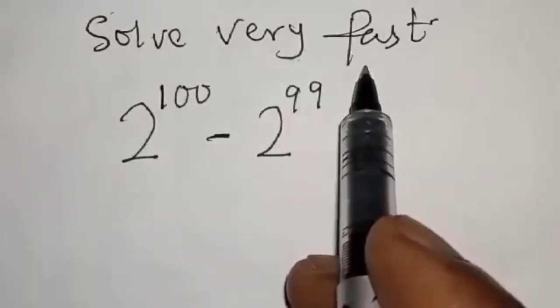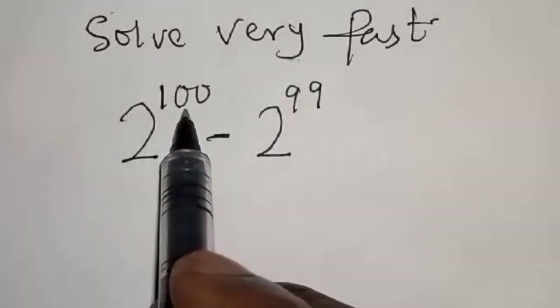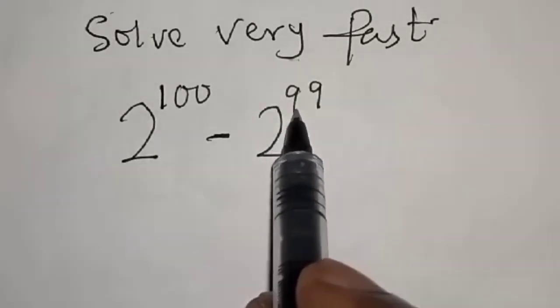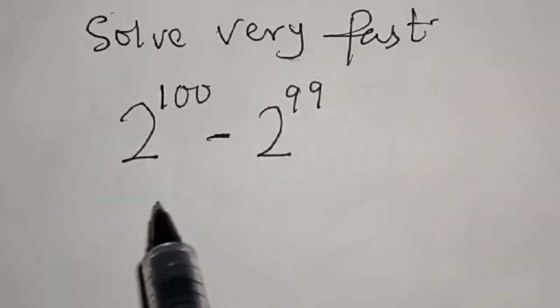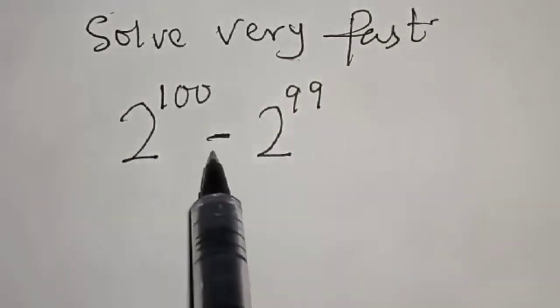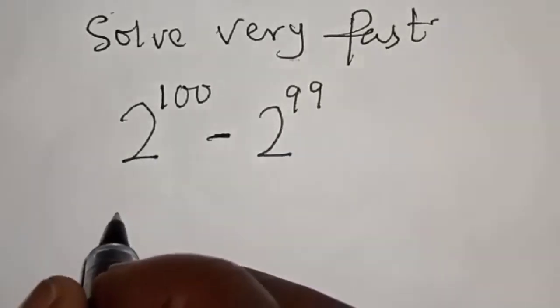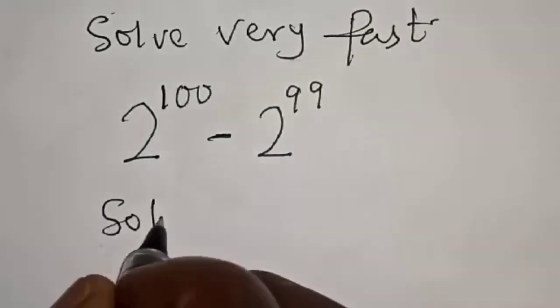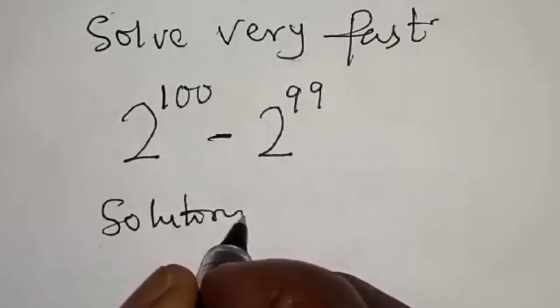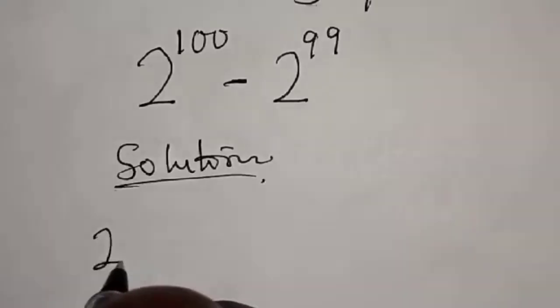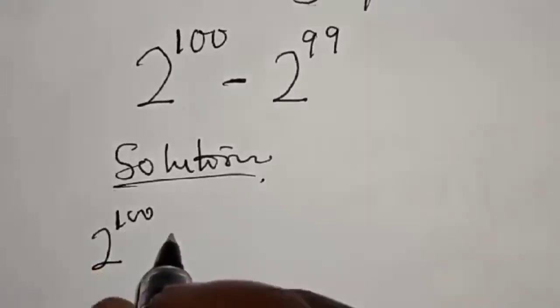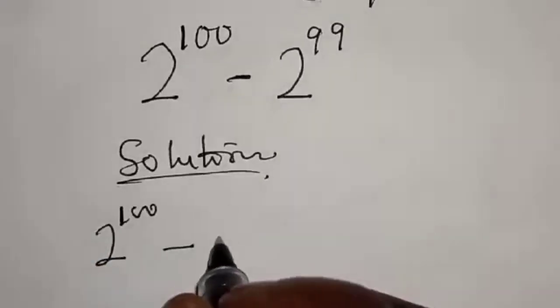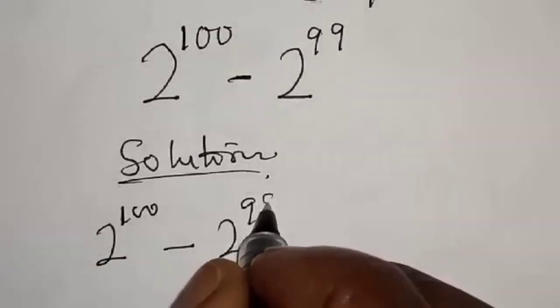Solve very fast. 2 raised to power 100 minus 2 raised to power 99. How we can solve 2 raised to power 100 minus 2 raised to power 99? Solution. 2 raised to power 100 minus 2 raised to power 99.